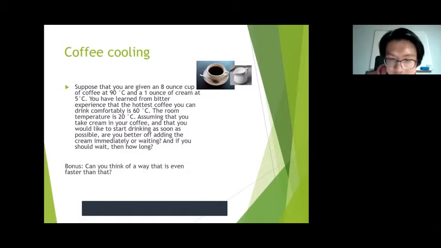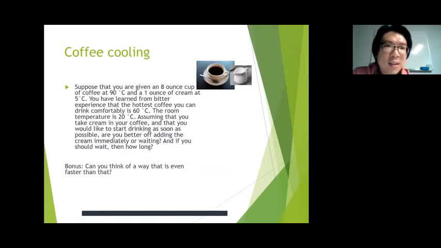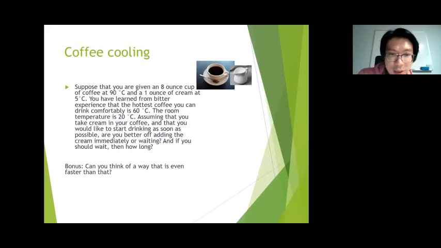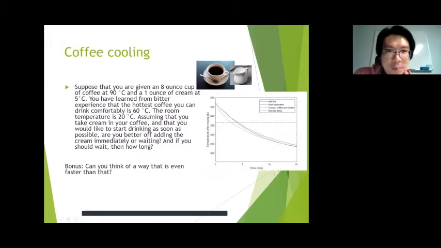This is one of the exercises that you do in class, about how you cool your coffee. How long do you need to wait for the coffee to cool down? Do you mix it with the cream first, or do you just wait? You can actually solve this equation. It's very complicated, so I teach students how to use MATLAB to solve it. And in fact, there's even a smarter way than mixing the cream. It's a very complicated differential equation that you can solve by program.